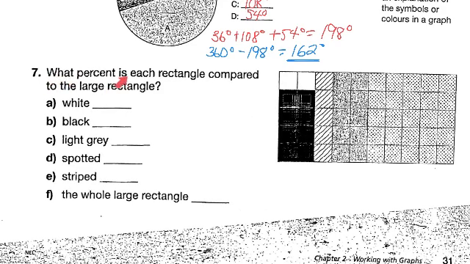Number 7, it says, what percent is each rectangle compared to the large rectangle? So first of all, we need to know how many squares are in this complete rectangle. And if you count, we've got 1, 2, 3, 4, 5 here on the side, and we've got 1, 2, 3, 4, 5, 6, 7, 8, 9, 10 here on the top. So 5 times 10 equals 50, so there are 50 squares here.